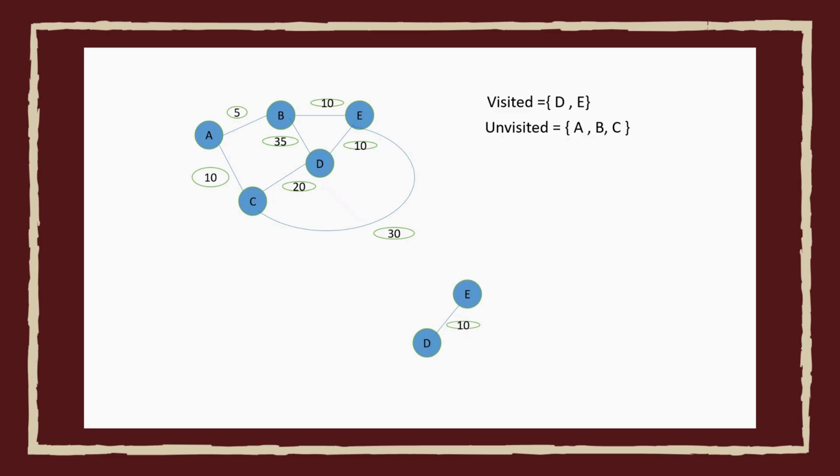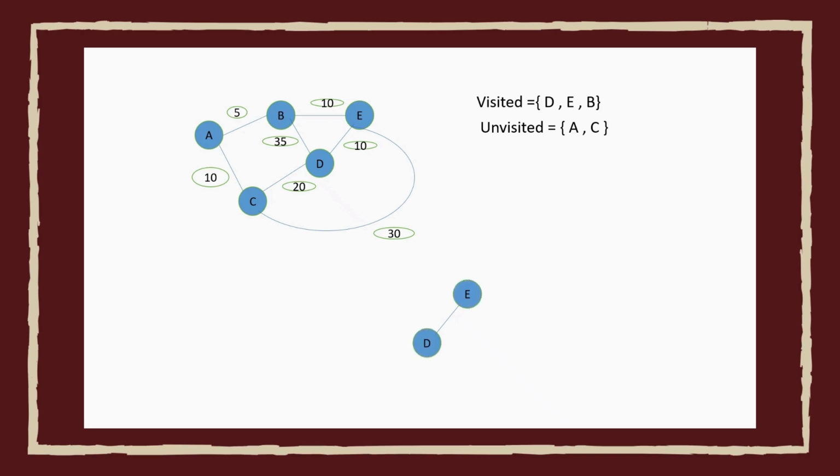Next iteration. At this point the visited set contains D and E. Now we consider all the edges that connect these visited nodes to the unvisited nodes: from D to C, from D to B, from E to B, and from E to C. Among all these paths, we select the edge with the minimum cost. Here, the minimum cost edge is from E to B, so we choose node B as the next node to visit and mark it as visited.